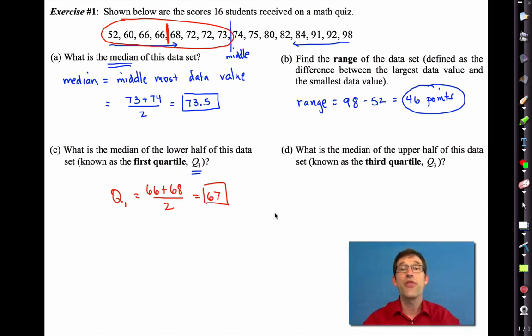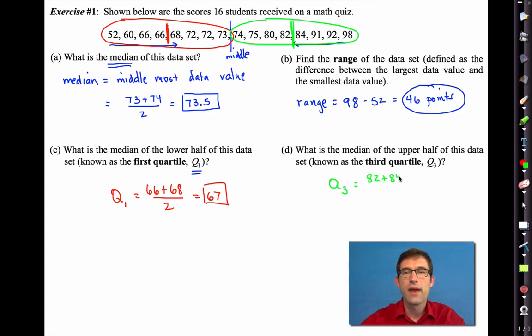We can also talk about the third quartile, Q3. That's going to be the median of the upper half of the data set. Here's my upper half. And again, because it's got 8 values in it, our Q3 is going to be right there. So it's going to be the average of 82 and 84, which will give me 83. So 83, if you will, divides the upper 25% from the third 25%.